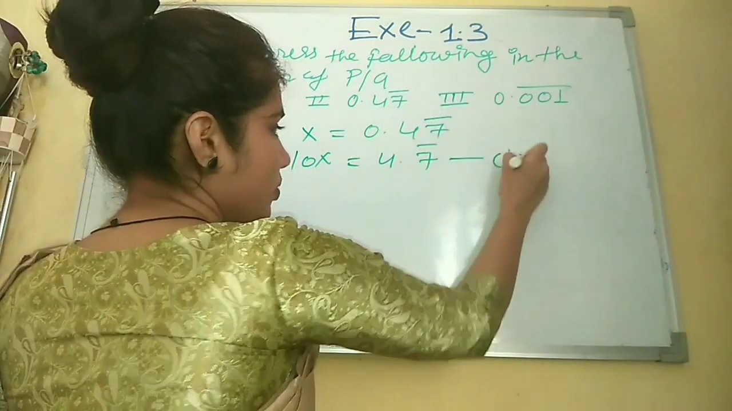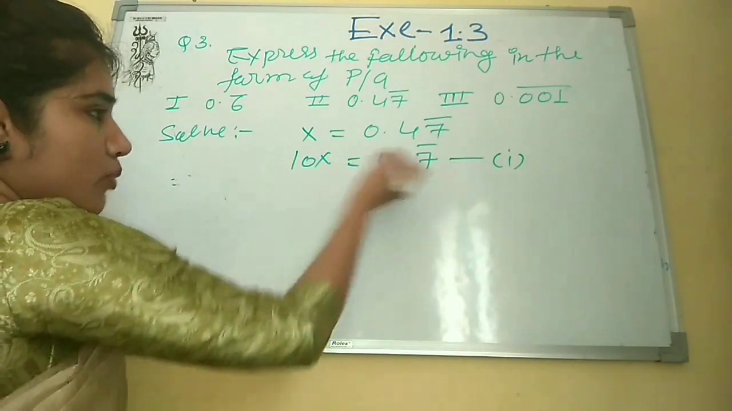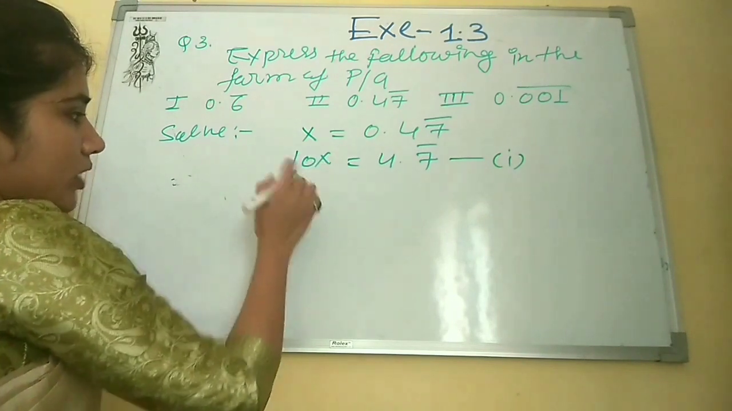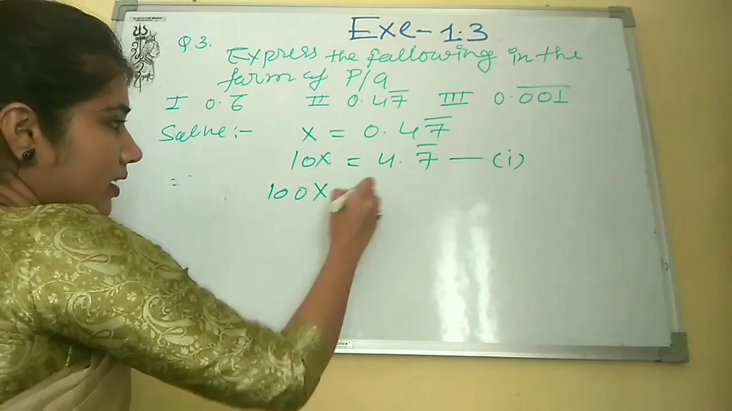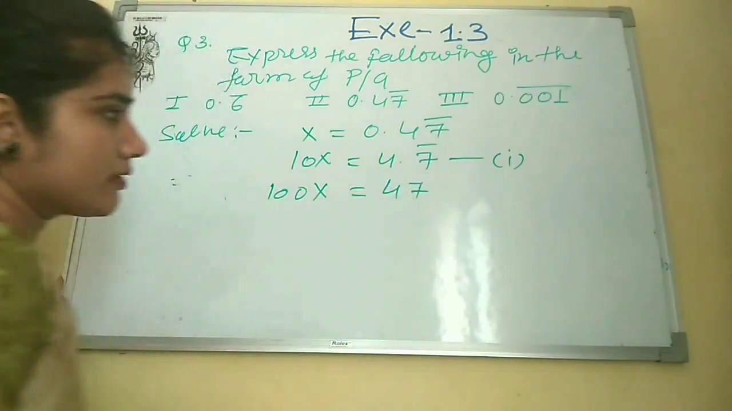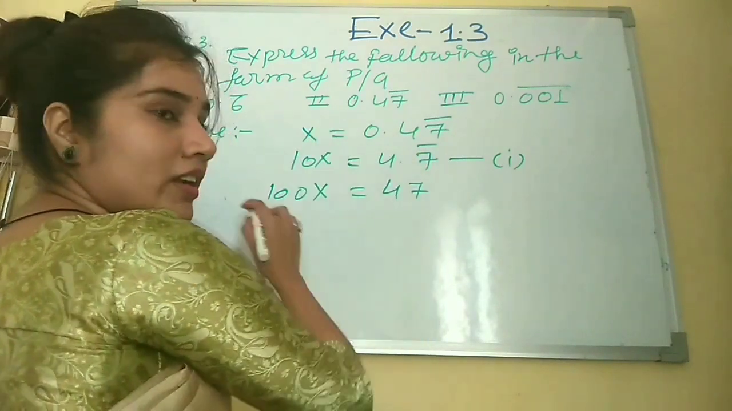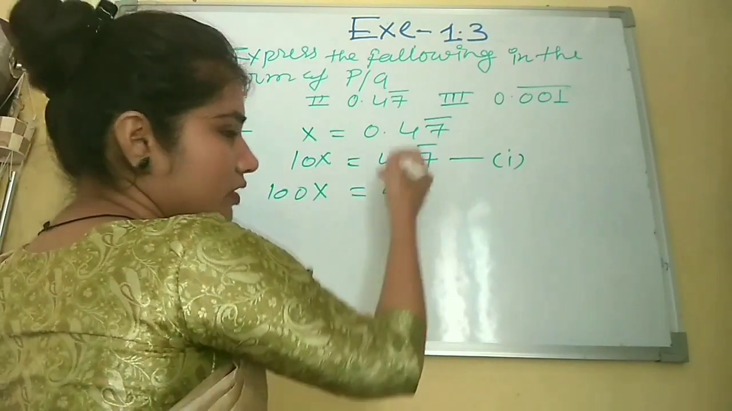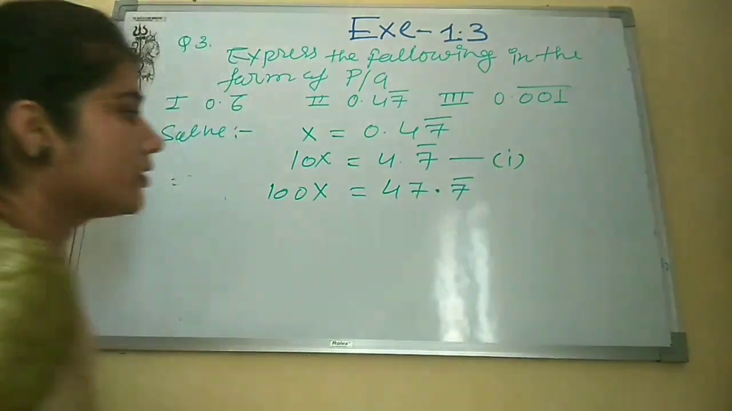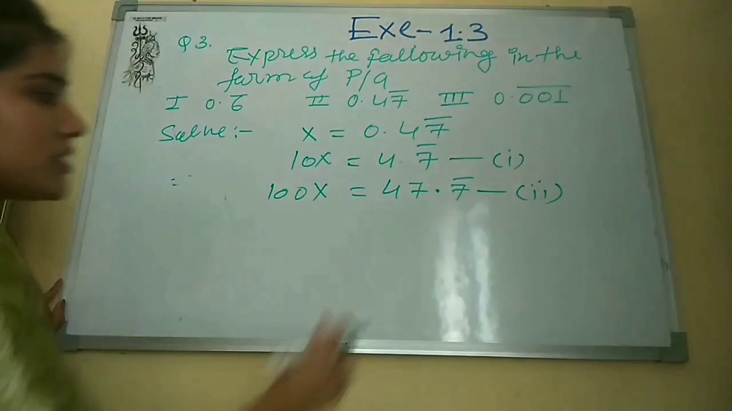Suppose this is equation number 1. So we multiply by 10 on both sides of equation 1. So what we will get? 10 into 10, 100x, and 47. The 7 will come before the point after multiplying by 10, 47.7 bar. Now this will be equation number 2.